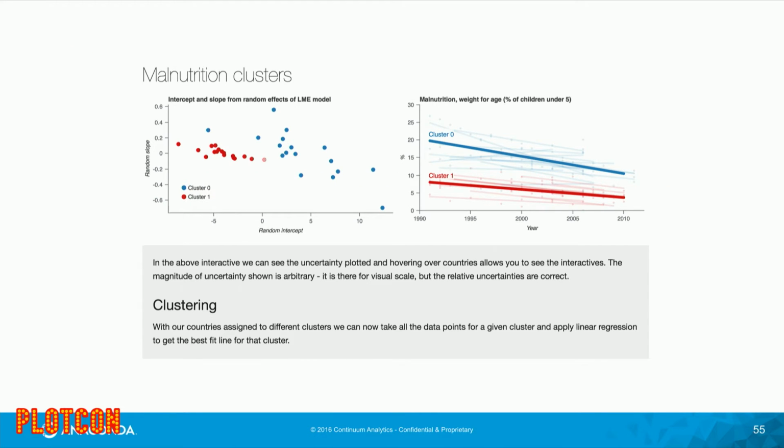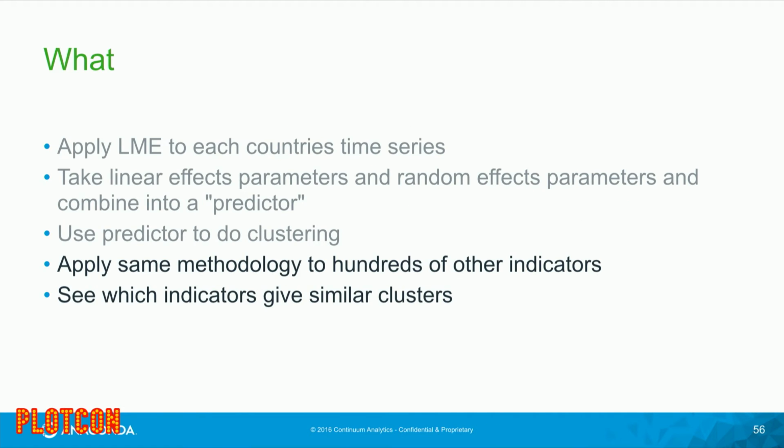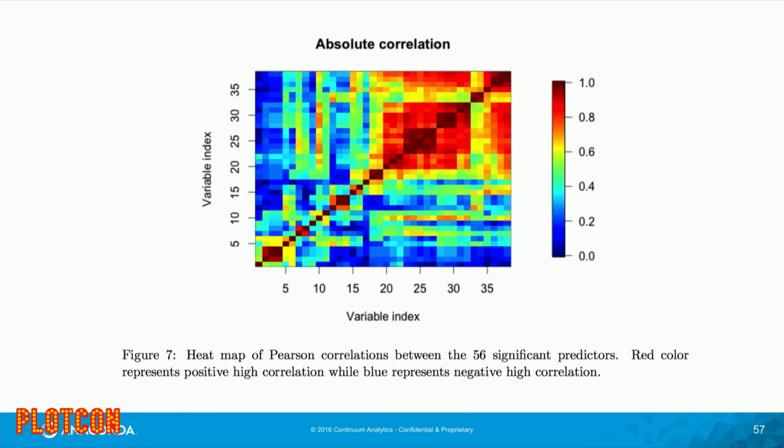And so once we have these two clusters of countries, we can start repeating that same analysis. We can apply the same methodology to all the other indicators and see what indicators give similar clusters. And in the white paper, you then just magically jump to this heat map of the Pearson correlations between the 56 significant predictors.